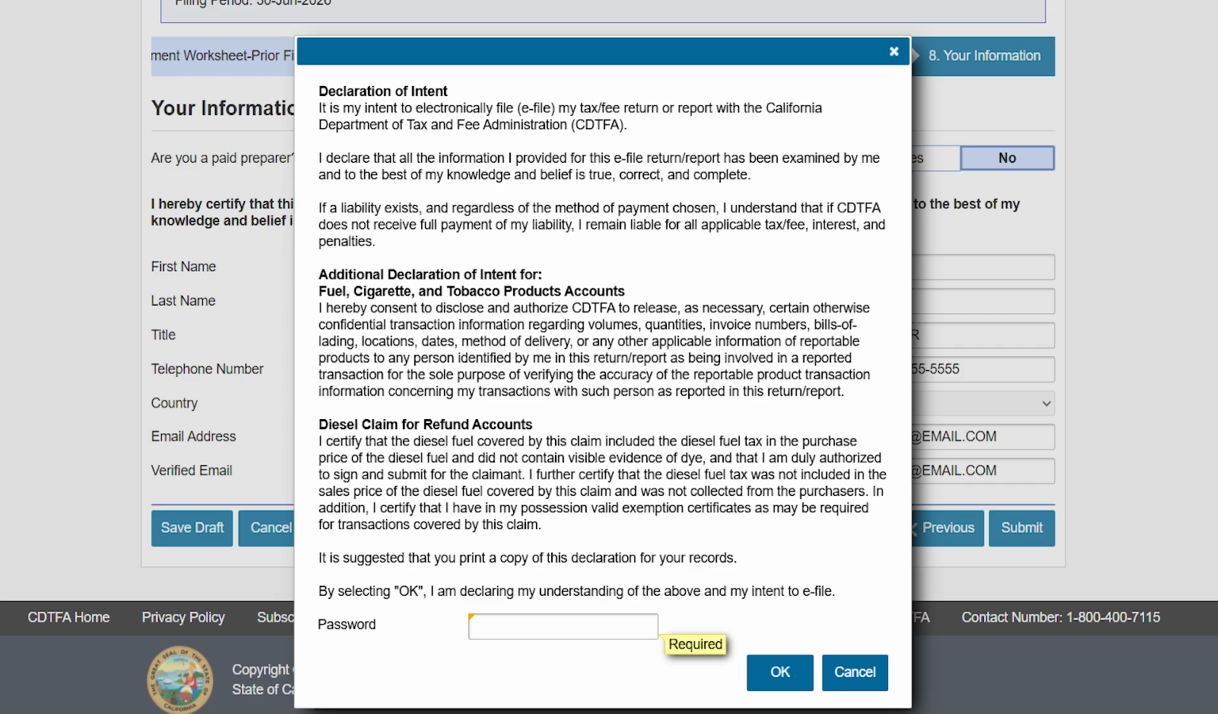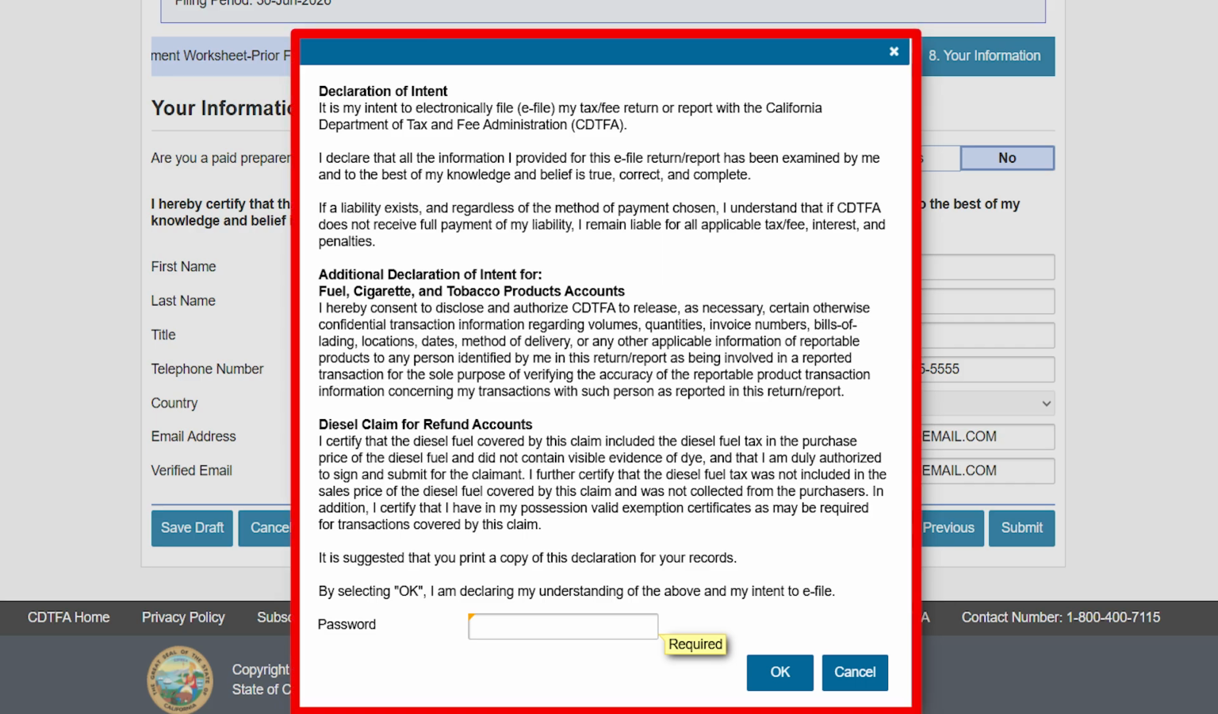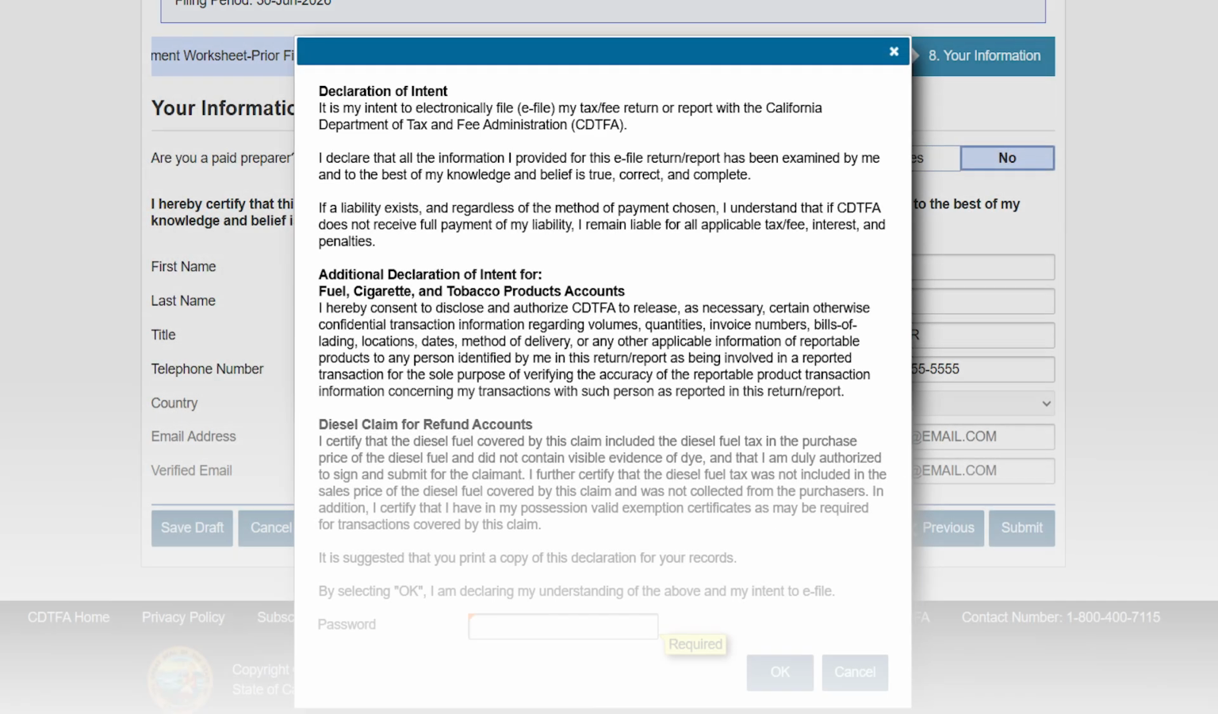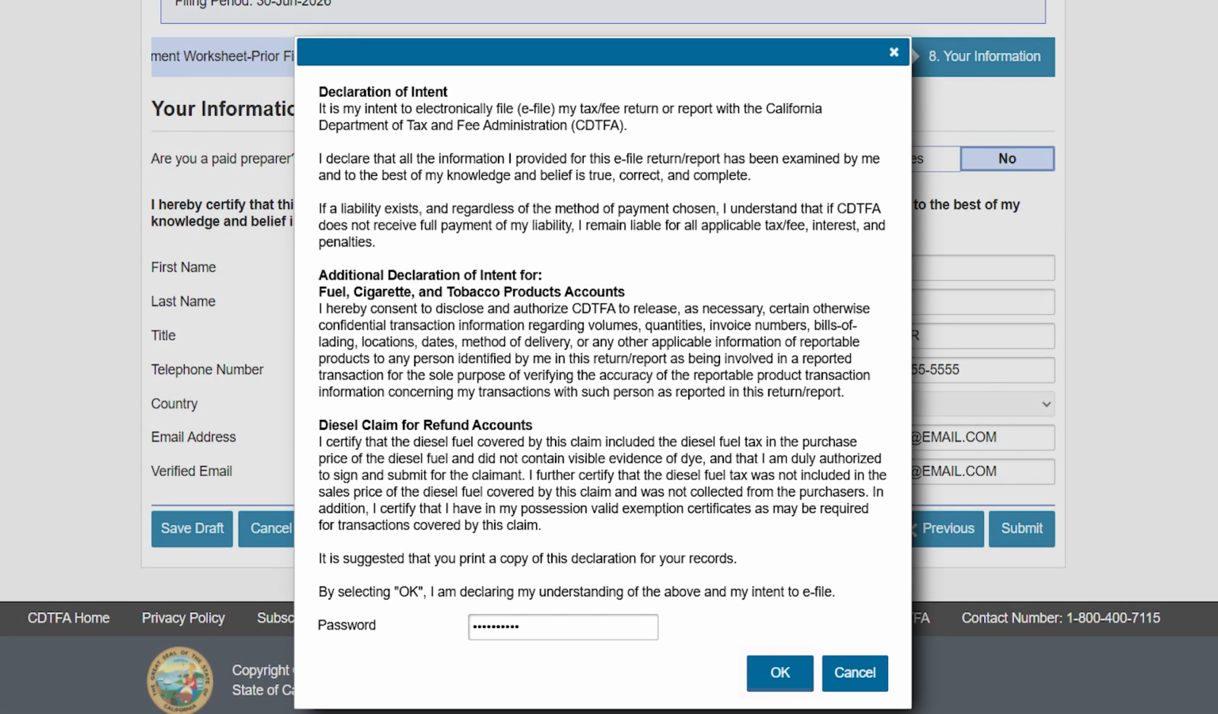When you click Submit, a window will appear to confirm your intent to file electronically and that your return is true, correct, and complete. Please read the information carefully. Enter your password and click OK to submit.